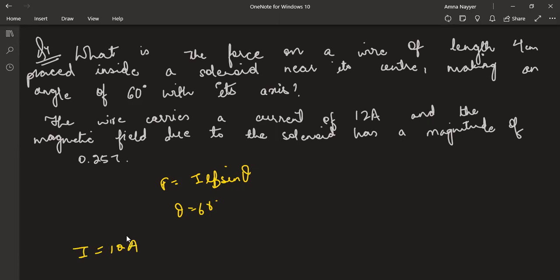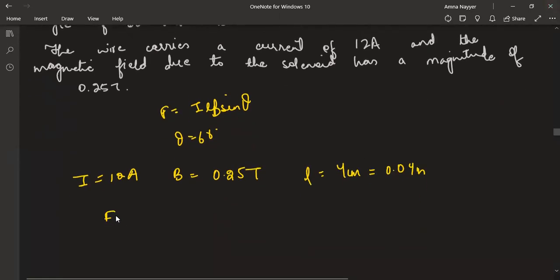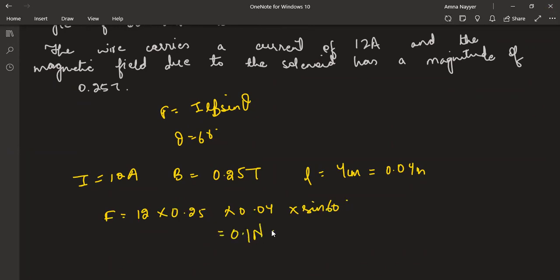Current is 12 amperes. Magnetic field is 0.25 Tesla. And length is given how much? 4 centimeters. So that will become 0.04 meters. So when you put all the values together, force will become 12 into 0.25 into 0.04 into sine 60 degree. So this will come out to be 0.1 Newton.